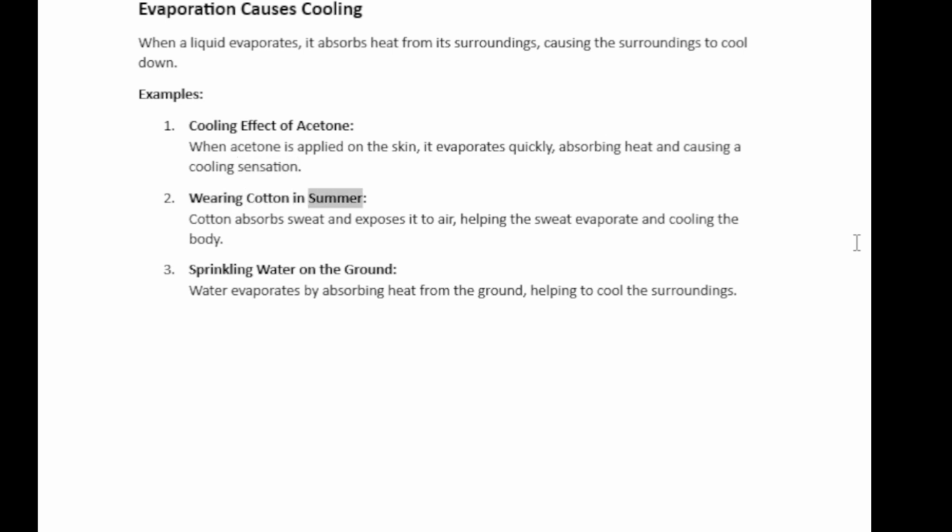Wearing cotton in summer. Cotton absorbs sweat and exposes it to air, helping the sweat evaporate and cooling the body. Sprinkling water on the ground. Water evaporates by absorbing heat from the ground, helping to cool the surroundings.